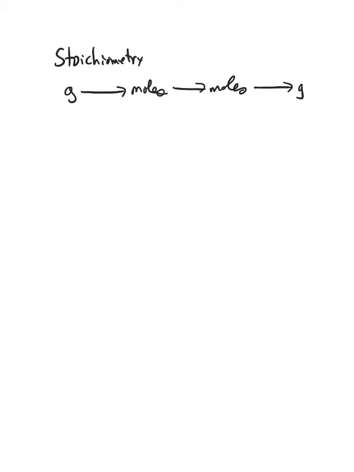The first step of going grams to moles, we use molar mass. The second step, we're going to use some sort of stoichiometric ratio that we get from the balanced chemical equation. And the last step of going from moles to grams, we're going to use the molar mass that we calculate using the periodic table. So let's look at this equation.